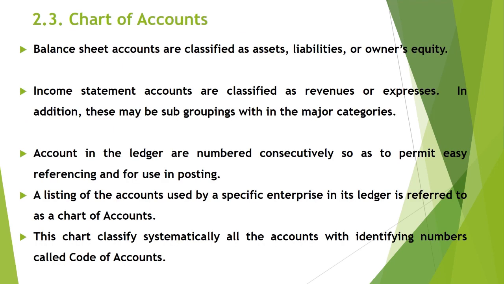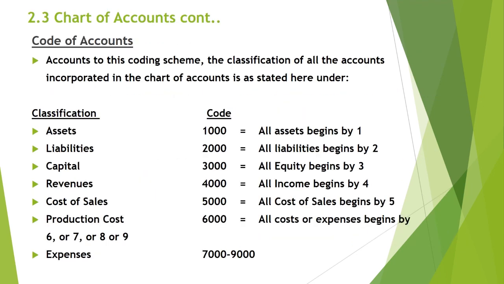3. Chart of accounts. Balance sheet accounts are classified as assets, liabilities, or owner's equity. Income statement accounts are classified as revenues or expenses. In addition, there may be subgroupings within the major categories. The accounts in the ledger are numbered consecutively so as to permit easy referencing and for use in posting. The listing of the accounts used by a specific enterprise in its ledger is referred to as a chart of accounts. This chart classifies systematically all the accounts with identifying numbers called code of accounts. Code of accounts. According to this coding scheme, the classification of all the accounts incorporated in the chart of accounts is as stated hereunder.